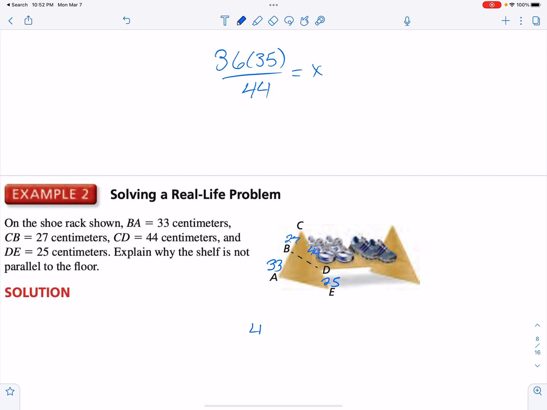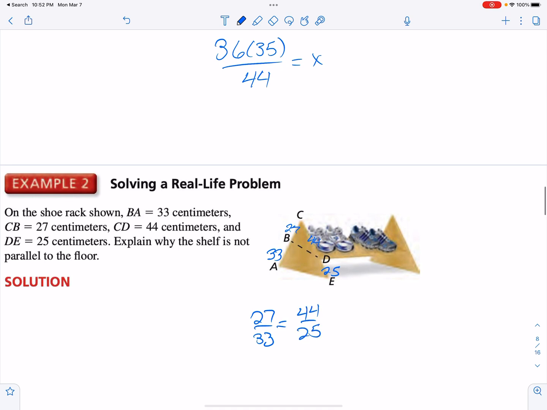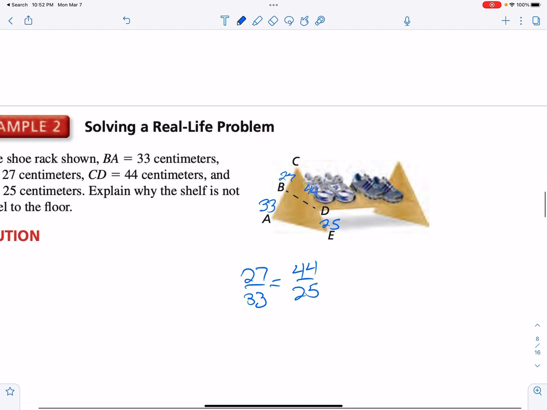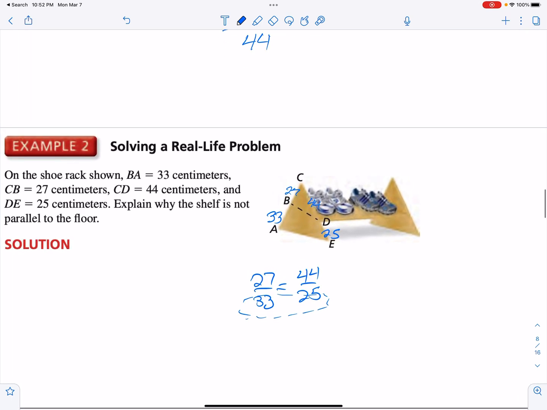Well, again, our cross products have to be equal in order for that to be the case. So 27 over 33 would have to be equal to 44 over 25. And without even reducing, we can pretty clearly tell that that's not the case. I can reduce 27 over 33 and make that make sense. But just the fact that it's little over big on the one side and big over little on the other, it should be pretty obvious for us to say that no, that shoe rack is not parallel to the floor.